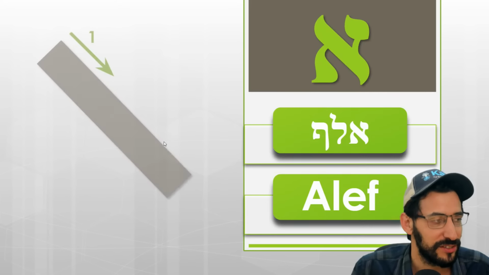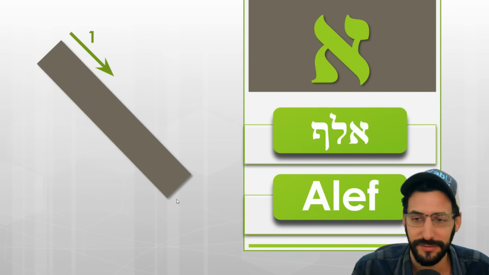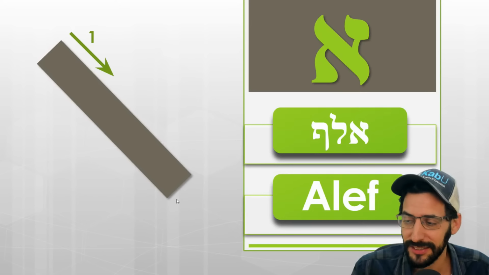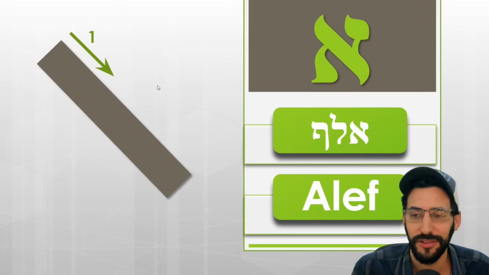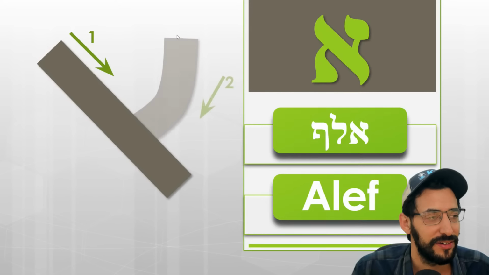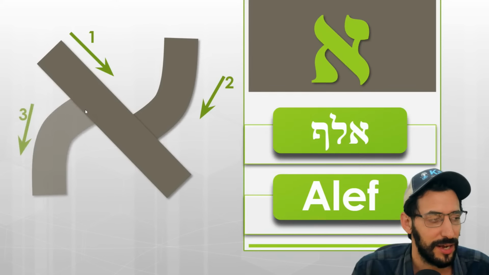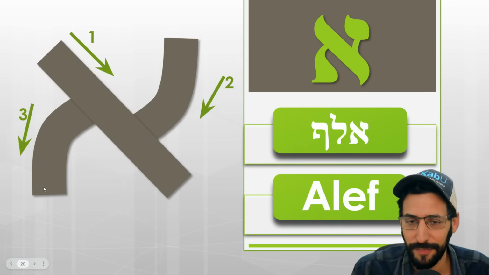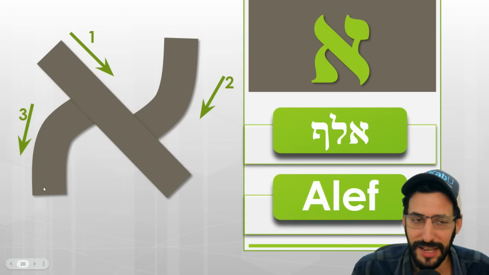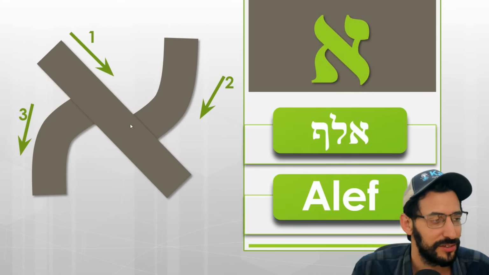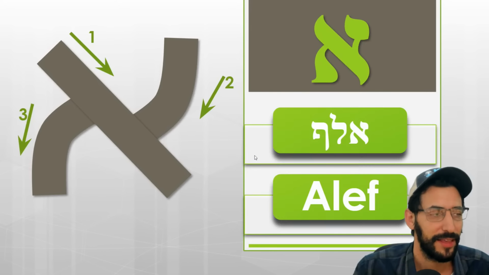So Aleph is written first like this. Get a pen and paper now. Now's your time to practice. So a diagonal line, and then the second one is a connector from the top, and the third one comes from the diagonal line, goes to the bottom. So you can already start practicing this. Write it down on a piece of paper. So 1, 2, 3, and practice.